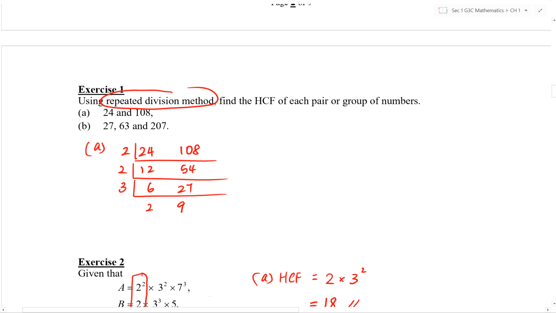Are there any more common factors? Don't have. So the HCF of 24 and 108 is equal to 2 times 2 times 3, which is 12. Okay, and part B, you can try it by yourself, while waiting for your teacher to come.